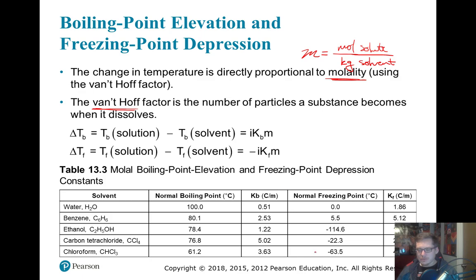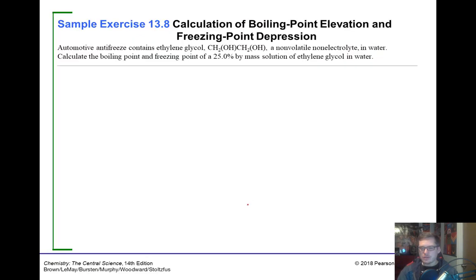So you can kind of get an idea. Here are our boiling points and freezing points, and notice that you've got different Kb values. There's not really a huge pattern to these things. They just depend upon how the solvent interacts with solutes that are added. So i Kb m, and notice that the change in boiling point is a positive value. It's positive out front because we're raising the boiling point, and the change in freezing point is a negative value because we're lowering the freezing point. That makes sense: boiling point elevation, freezing point depression.